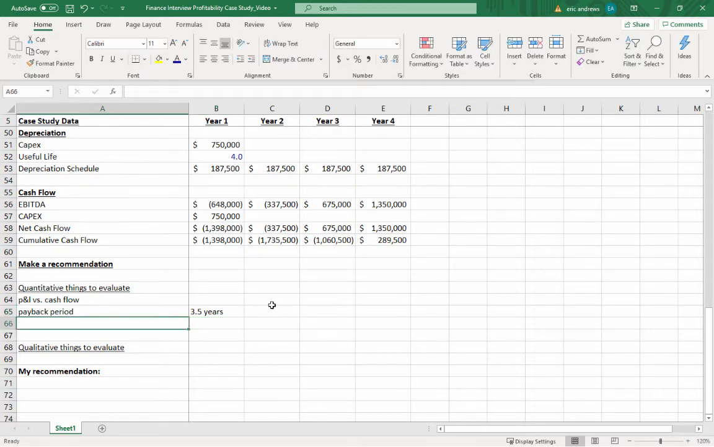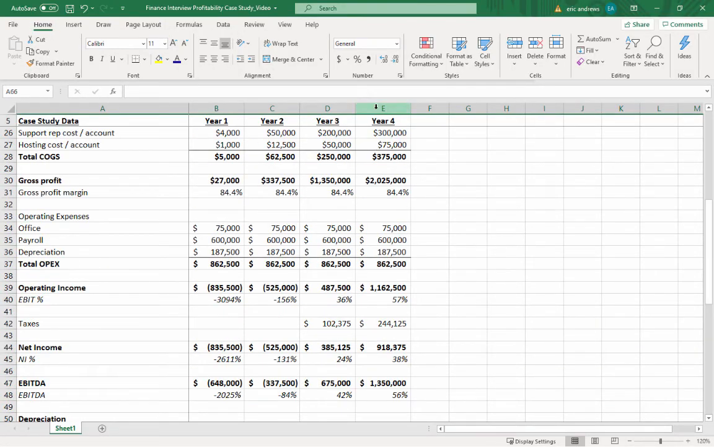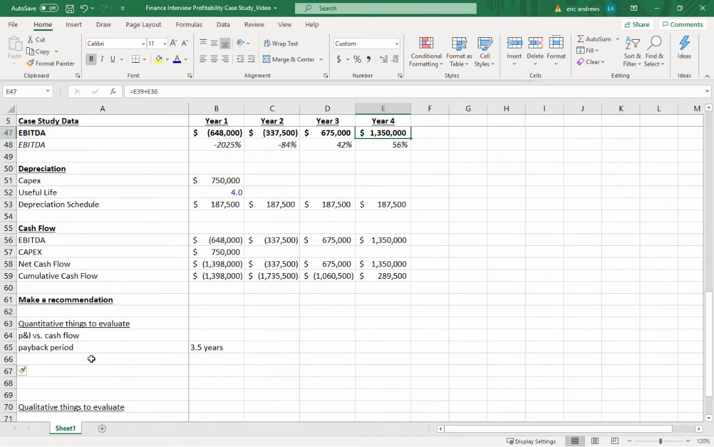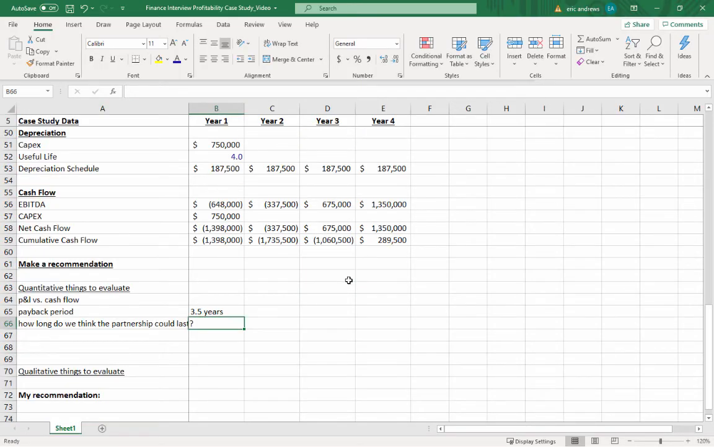So that makes sense. What about how long we think the partnership could last? Because when I look at this model, the only thing I think of is what does it look like in year 10? Is this $20 million in year 10? So how long do we think the partnership could last? I would ask that to your interviewer. And if he says it's a long-term partnership, then you can make the assumption that this business is going to invest a couple million dollars and make back tens of millions of dollars.